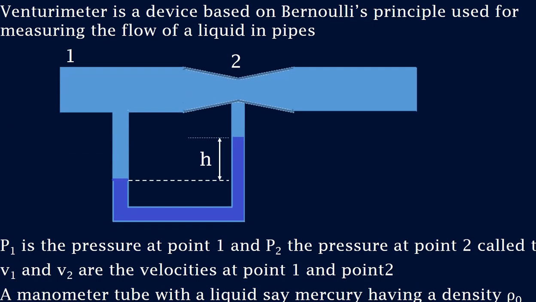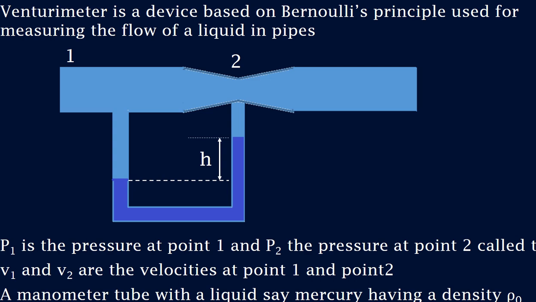The Venturimeter, a remarkable device rooted in Bernoulli's principle, plays a pivotal role in accurately gauging the flow of liquids through a pipe. Imagine a liquid of density rho gracefully traversing a pipe with a cross-sectional area of capital A. Now, within this pipe, there exists a constricted segment, marked as small a, called the throat. To measure the fluid's journey through this constriction or throat, we employ a clever setup.